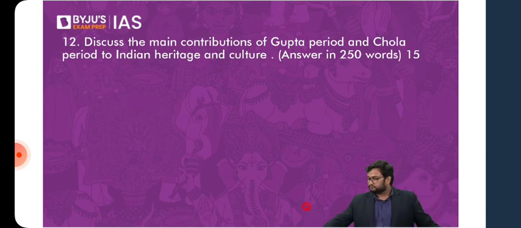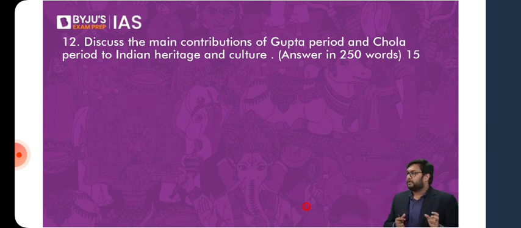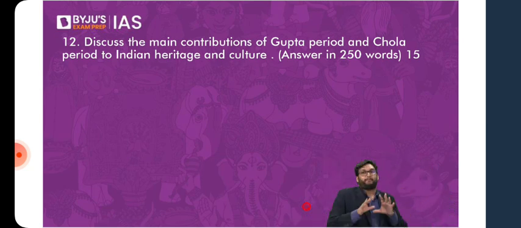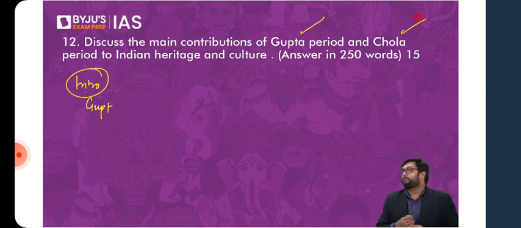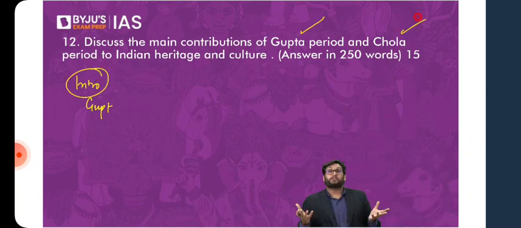Why? Because Gupta and Chola are big periods. Within 250 words, what aspect you want to contribute or emphasize is more important. So first, you will have the introduction, in which you give the historical context of why the Gupta and Chola periods are important, which is because they're periods of the golden age of culture. Thereafter, in the body, you will divide the body into two parts, Gupta and Chola.